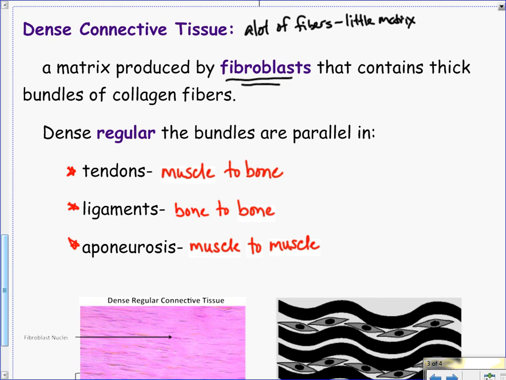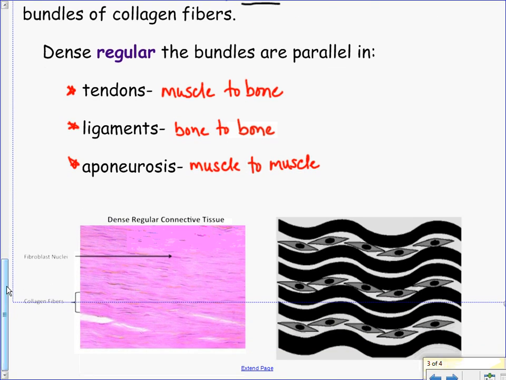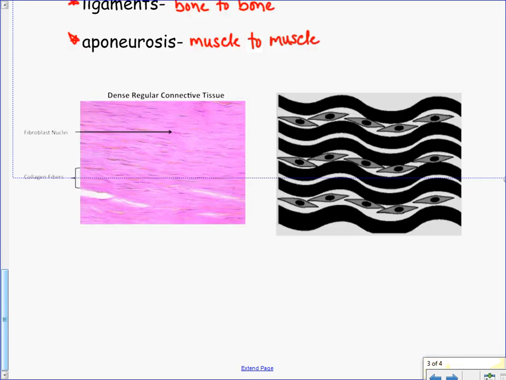And I'm throwing in a couple more categories again, dense regular and dense irregular, but really, you guys, it's pretty easy to remember because dense regular, they're all running in the same direction, where dense irregular, the fibers are not necessarily, they're kind of running in all kinds of directions. They're running in an irregular pattern, if that makes sense. So we've got our fibroblasts, very few of them, a lot of collagen fibers in bundles that run in the same direction. So here would be a picture.